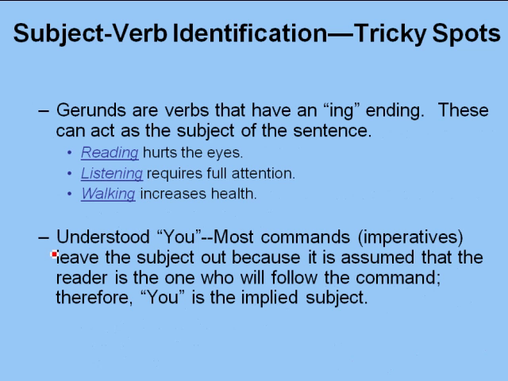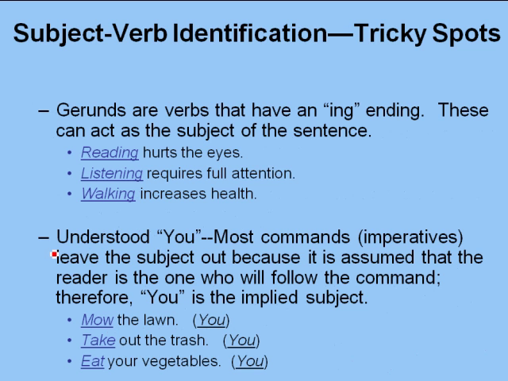There are a couple of subjects that are sometimes tricky, and one of the most commonly tricky ones for students is that a word that ends in ing, a verb that ends in ing, these are words that we call gerunds. And gerunds can be subjects. If you look at this first sentence here, reading hurts the eyes, we've got the action here, hurts. And then we want to look at, what is it that's doing the hurting? And so it's the reading, the activity of reading, that hurts the eyes.